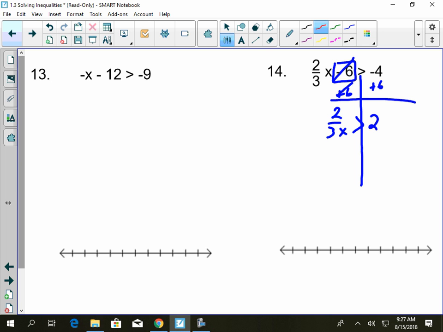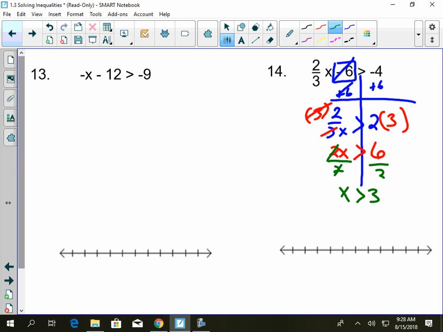Now what do? Now I multiply both sides by what? 3. Your 3's cancel. 2x is greater than 6. Did I multiply or divide by a negative? No. Inequality stays the same. Now what do? Divide both sides by 2. The 2's cancel. X is greater than 3. Did I multiply or divide by a negative? No. Your inequality stays the same. So if you learn these steps and just slow down and do one step at a time, this becomes very easy.